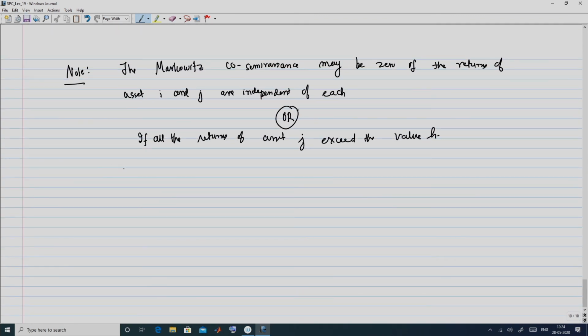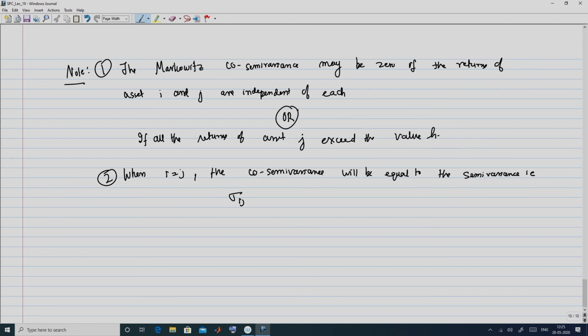The other observation, so let me enumerate this as two separate observations, is that when i equals j, the co-semi-variance will be equal to the semi-variance, that is sigma i j double bar is going to be equal to sigma i square double bar.